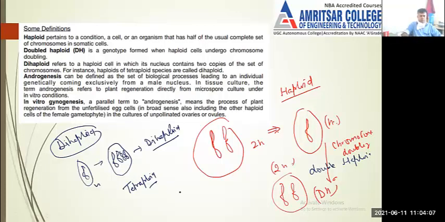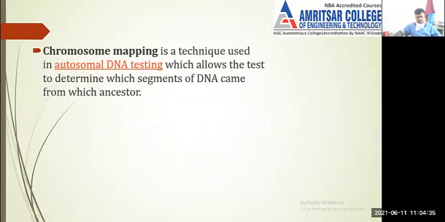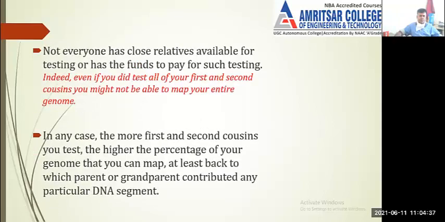Andro means anther. Androgenesis is anther formation, when you are making haploid from anther. This is called androgenesis. I will give you the detail; this part I will cover later on.